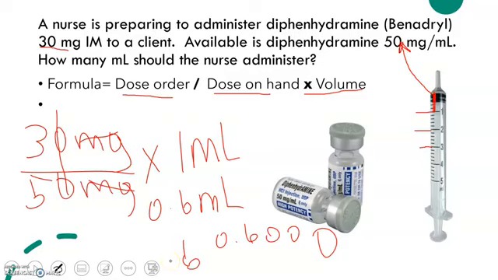All right? So remember, the formula is dose ordered over dose on hand times the volume. So we're going to plug it in: dose ordered is 30, dose on hand or available is 50, times the volume, which is ml. And the answer is 0.6 ml. And no trailing 0. All right?